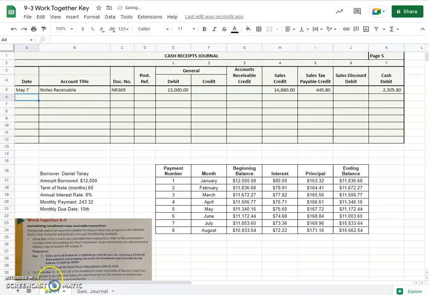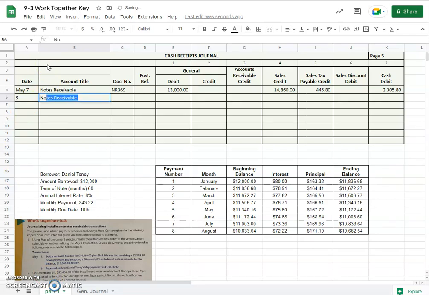Now our next one. On the 9th, we have another notes receivable, and this time the document number is receipt 787. We received cash for Daniel Tony's May payment. So we're not writing the note right now. We're receiving the cash for his payment in May. And notes receivable is going to be reduced with a credit because he'll be paying down his note.